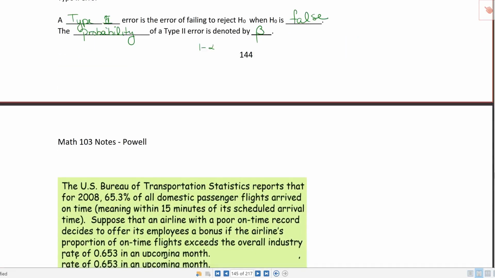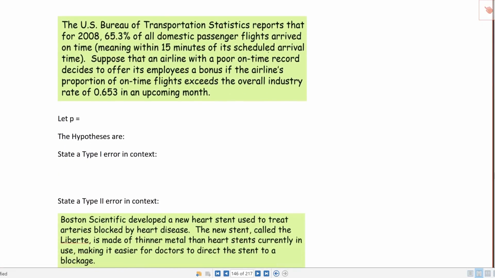Okay, so let's take a look at this example. We have the U.S. Bureau of Transportation Statistics, and it reported that for 2008, 65.3% of all domestic passenger flights arrived on time, meaning that within 15 minutes of its scheduled arrival time. Okay? Suppose that an airline with a poor on-time record decides to offer its employees a bonus if the airline's proportion of on-time flights exceeds the overall industry rate of 0.653 in an upcoming month.